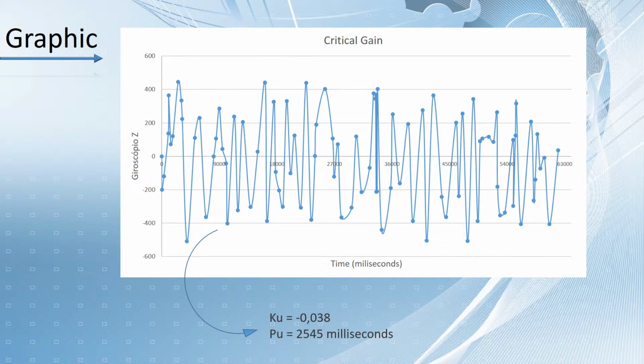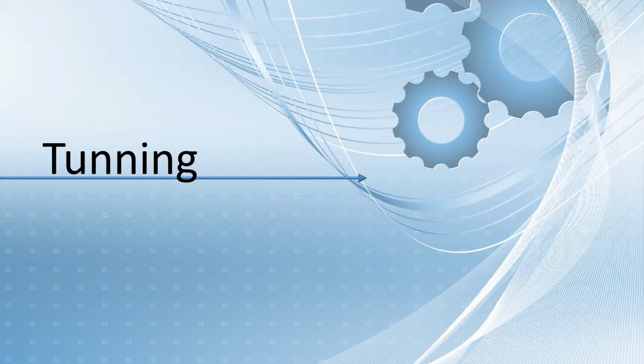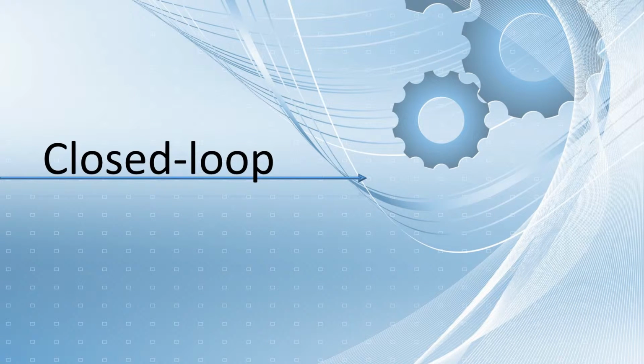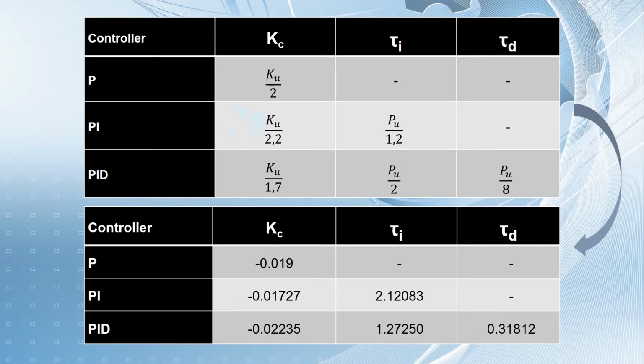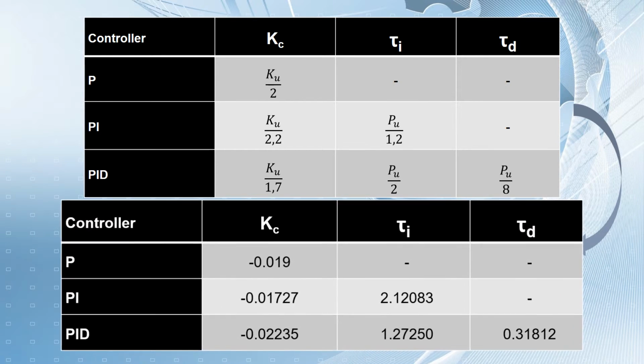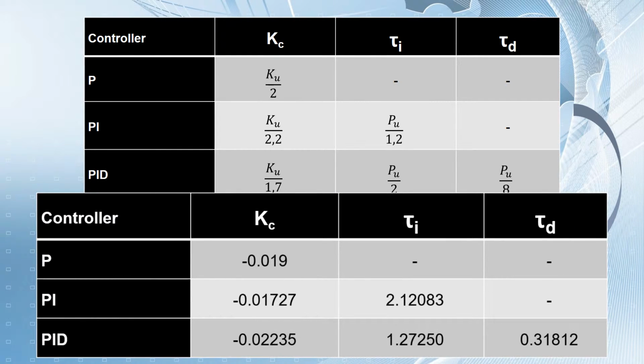The graphic corresponds to the sustained oscillation given by a critical value of -0.038 and also the critical period is 2545 milliseconds. Tuning. The PID controller tuned by the second method of Ziegler-Nichols rules gives the displayed table, which shows the formulas to obtain the parameters of the PI and PID controllers. And these are the results obtained during the tuning process for closed loop.